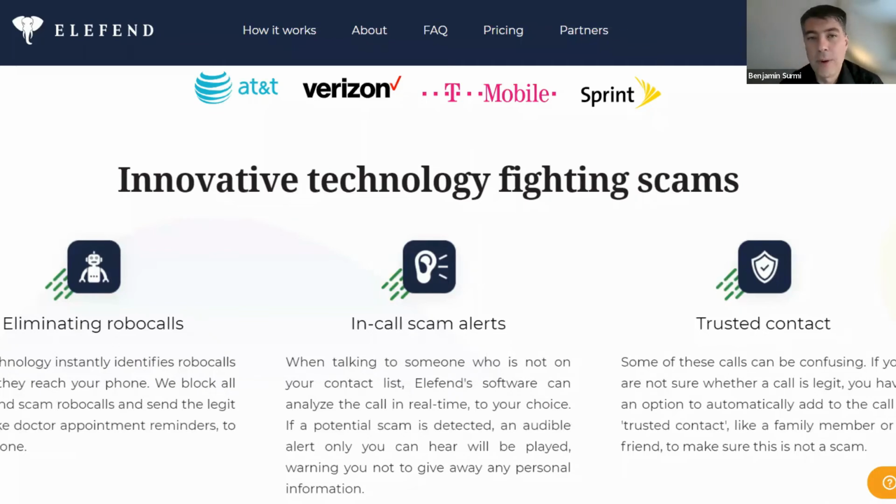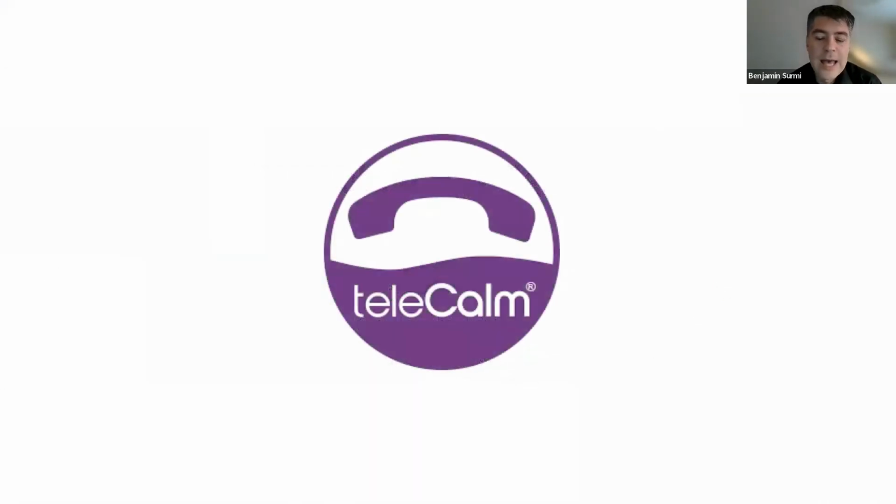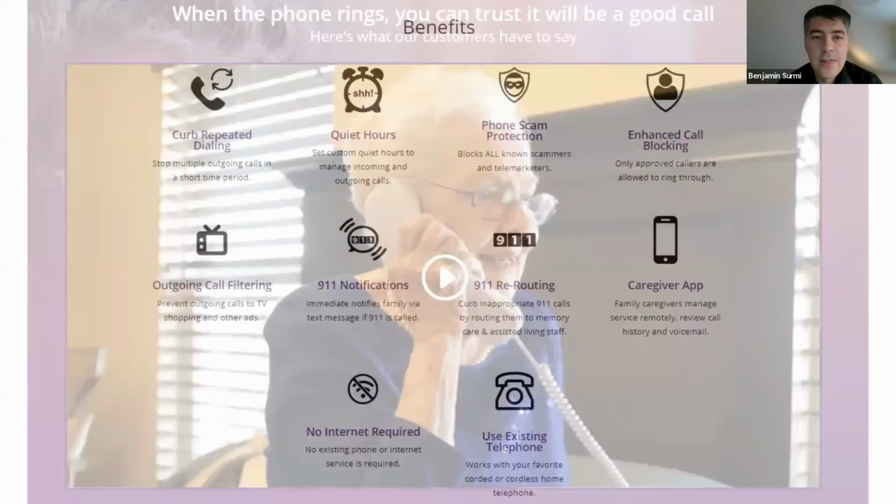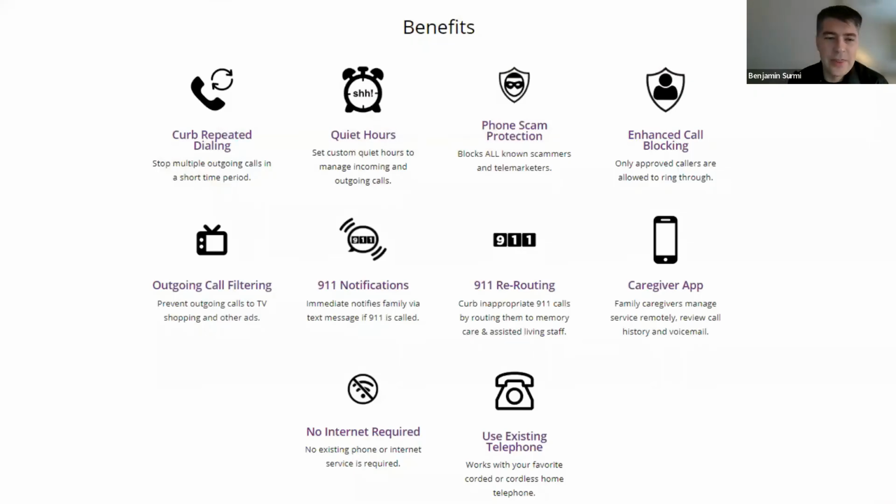So it can help bring that third person into that elder's life, because this AI system is tracking those patterns of speech, et cetera, that scammers always use. Telecom is a physical device that allows you to do these things.